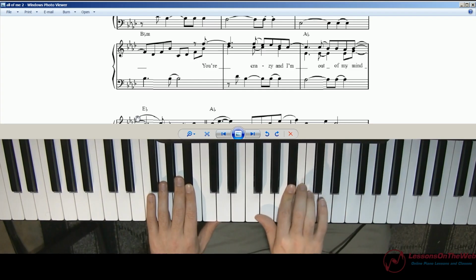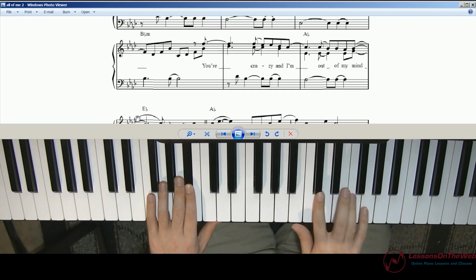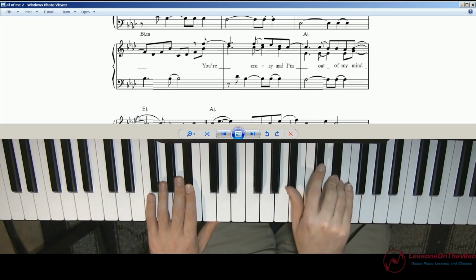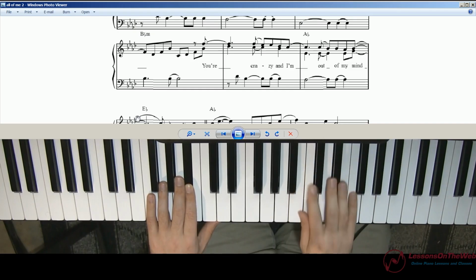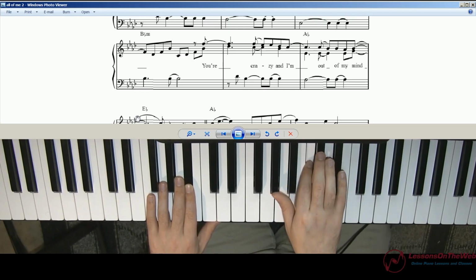That's B flat, D flat, and "I'm" is C. So that whole measure, here's where it comes in with "crazy, and I'm". So once again, "crazy, and I'm". So that's how you'll play that.